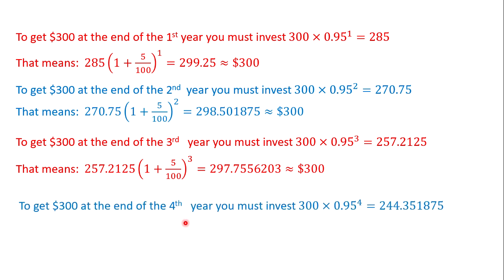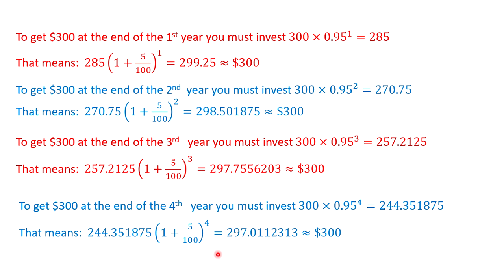At the end of the fourth year, what was the fourth term? It was 244.35, and so on and so on. If you invest that, then you are going to get 300 at the end of the fourth year. So this is basically what our 300 is saying. So I just brought the slide in. It's not really a requirement for what we need to do.